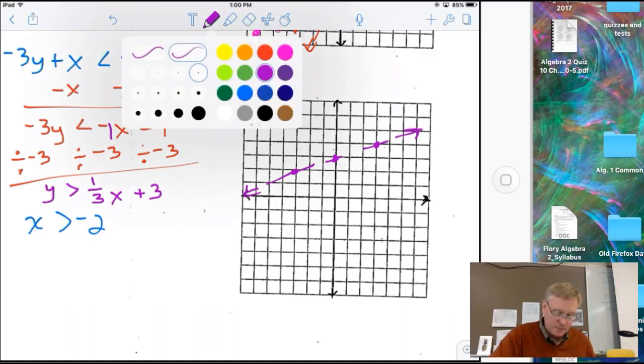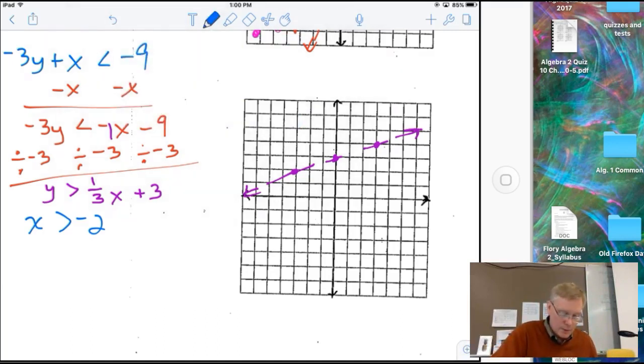Now the blue one, these are the easy hard ones. They're easy because it's either vertical or horizontal, but students often forget which it is. This one happens to be vertical. It's going through -2 on the x-axis, and once again it is a dashed line.